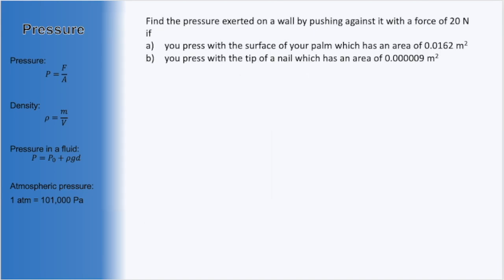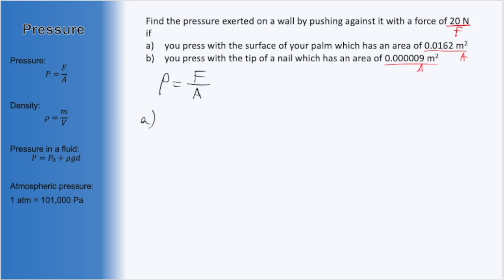Let's start with an example that relates to the definition of pressure. Find the pressure exerted on a wall by pushing against it with a force of 20 newtons if part A says we press with the surface of our palm, which has an area of 0.0162 meters squared, and then part B says we press with the tip of a nail, which has an area of 0.000009 meters squared. In both parts, we know the force is this 20 newtons, and we also know an area, which means to find the pressure, we can simply use the formula force divided by area.